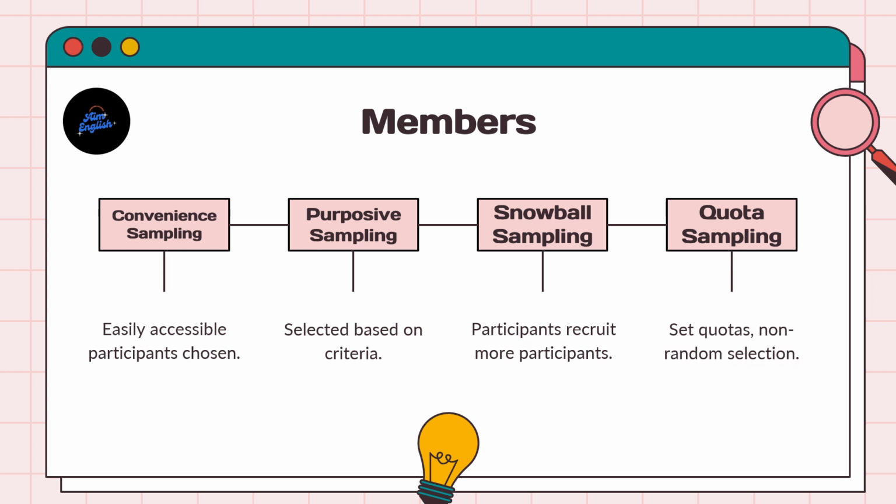Use non-probability sampling when your target group is specific, your population is hard to access, or when you are doing exploratory research.